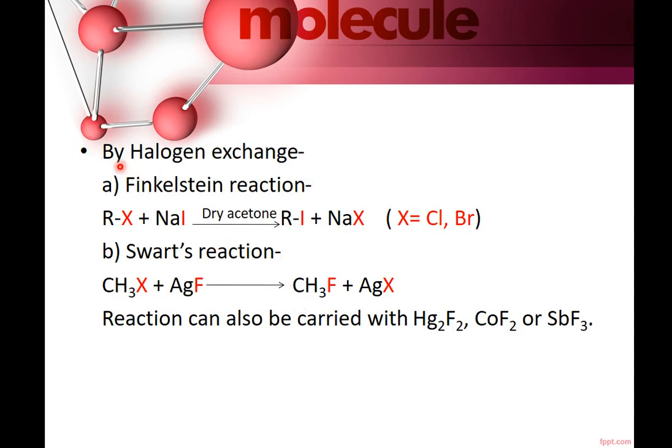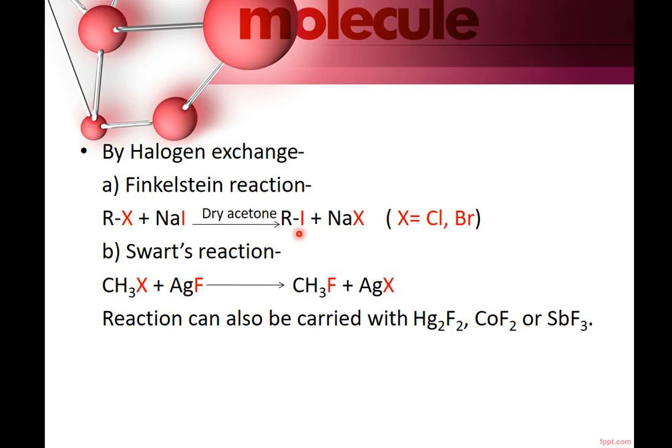Next we have the third method of preparation, by halogen exchange. One is the Finkelstein method. This method is used for the preparation of alkyl iodides from chlorides or bromides. So, alkyl chloride or alkyl bromide on reaction with sodium iodide in the presence of dry acetone gives us alkyl iodide.